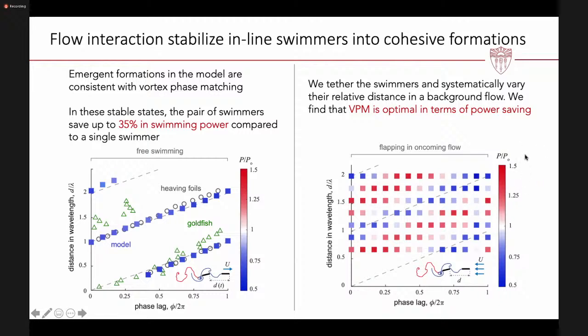So this idea of passive emergent formations at distances that are consistent with this vortex phase matching idea leads to power saving. It's quite powerful, I think.